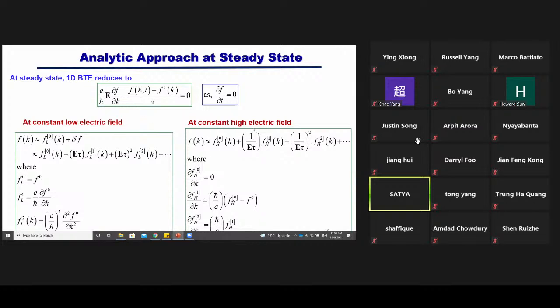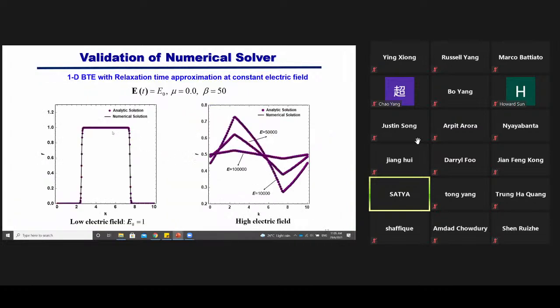Similarly, we will get an analytical solution for high electric field. This is the validation for the numerical solver when the electric field is constant. When the electric field is very low, we can see here the numerical solver and analytical solution are in good agreement. And we can find here the change in the distribution function is completely near the equilibrium. When the electric field goes very high, suppose we are going to 10 to the power, this is 1 lakh electric field, a very high value.